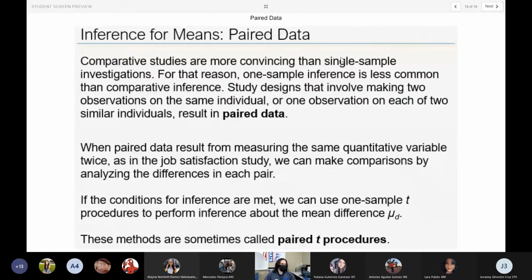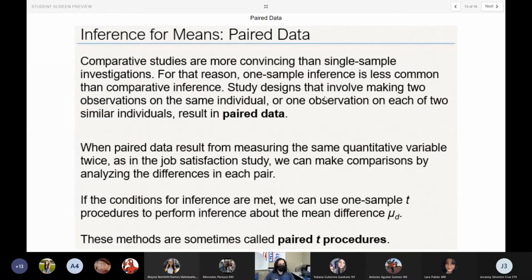So then the other thing we can kind of do with our significance test for means is use paired data. Right? This is having to do with comparing things. Comparative studies are more convincing than single sample investigations. For that reason, one sample inference is less common than comparative inference.